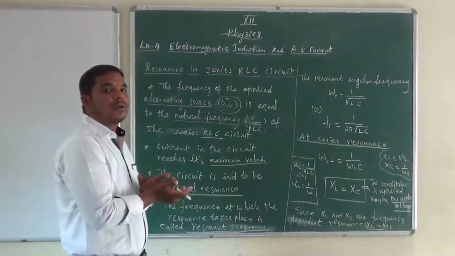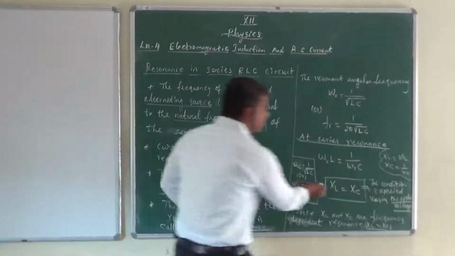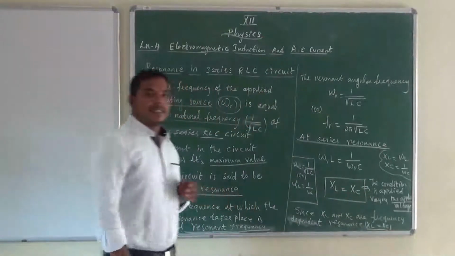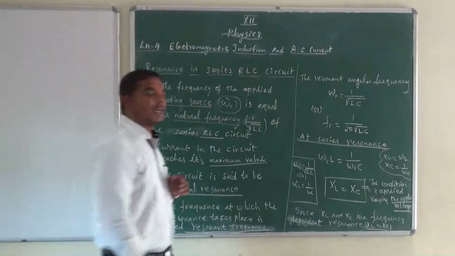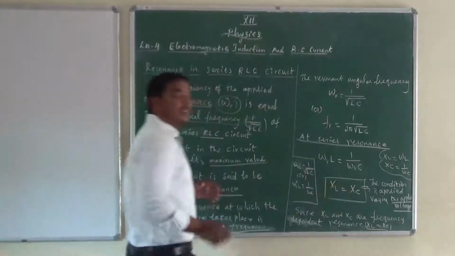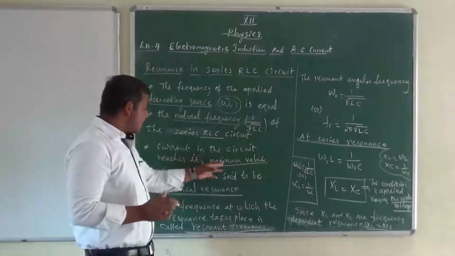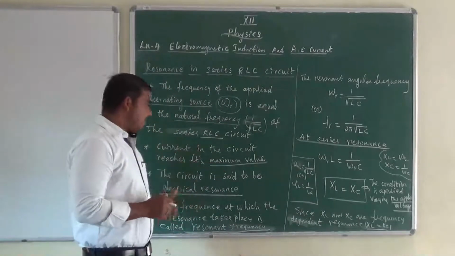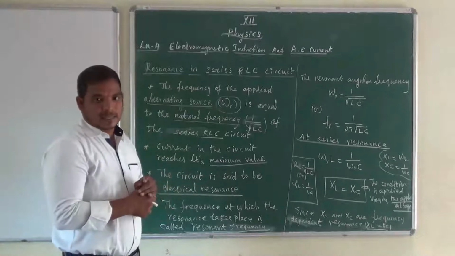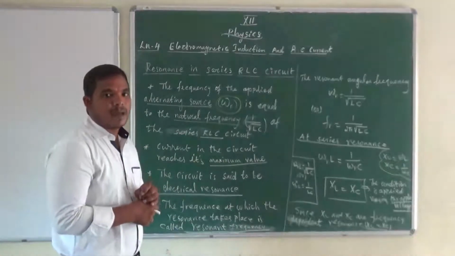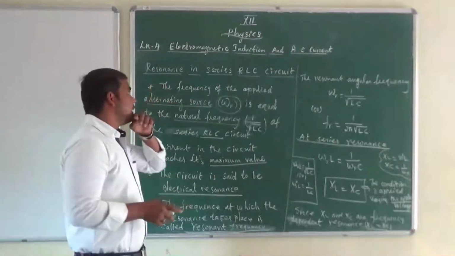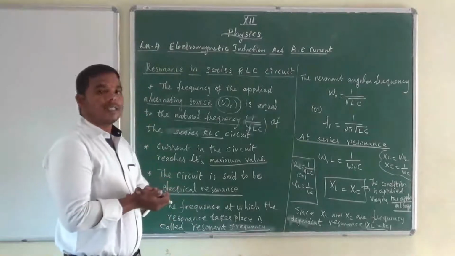What we have to achieve? We can achieve XL equal to XC. At that time the circuit attains the maximum current. The maximum current. This is what? Resonance in series RLC circuit.